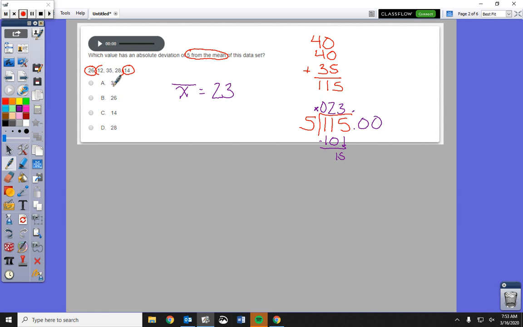We are to find which one of these values deviates 5 from the mean. Well, if I were to do this, 35 deviates 12 away. That's not right. 26 deviates 3 away. 14 deviates 9 away. 28 deviates 5 away, because 28 minus 23 gives me 5. So there's my answer to the first one. Okay, let's take a look at the next one.